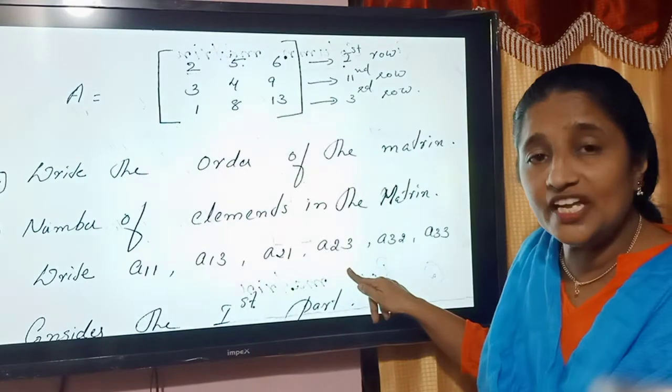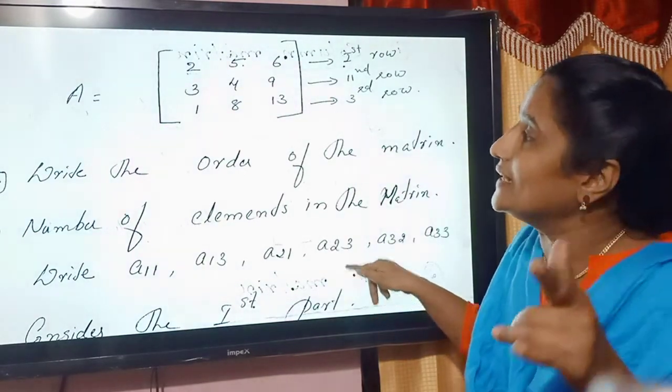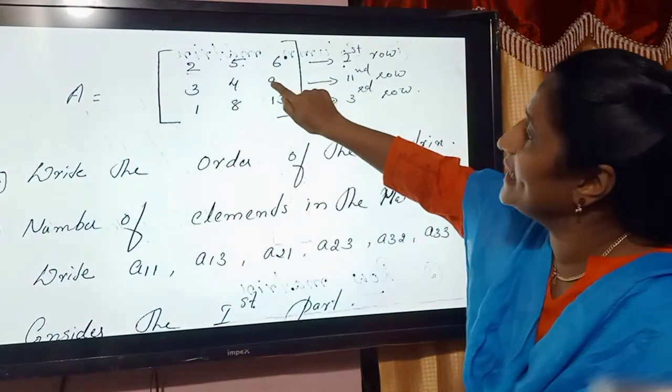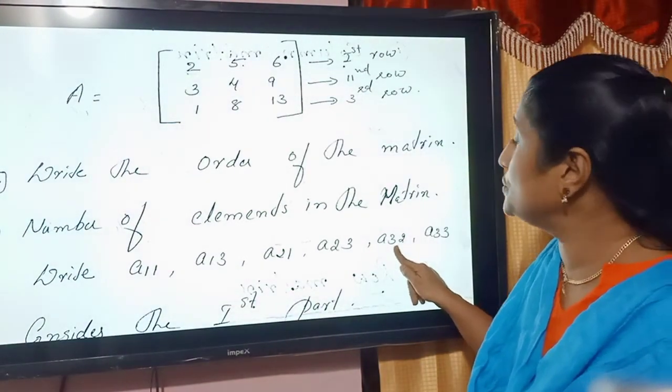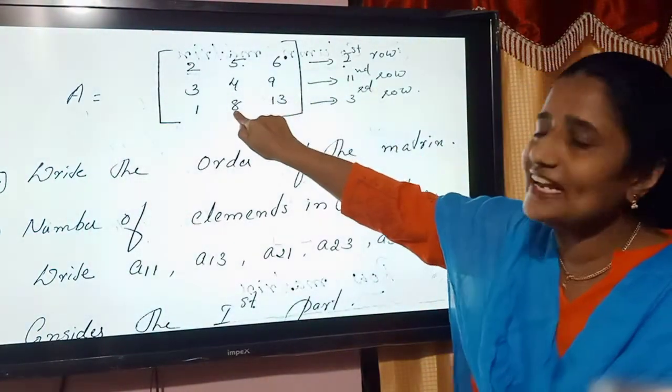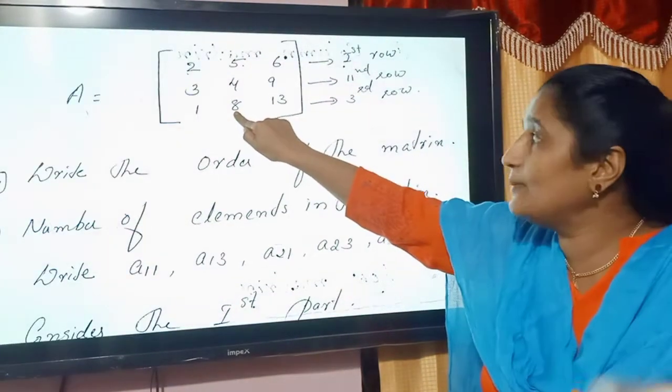What is A23? Second row, third element. What is that? 9. And A32. What is A32? Third row, second element. What is third row, second element?